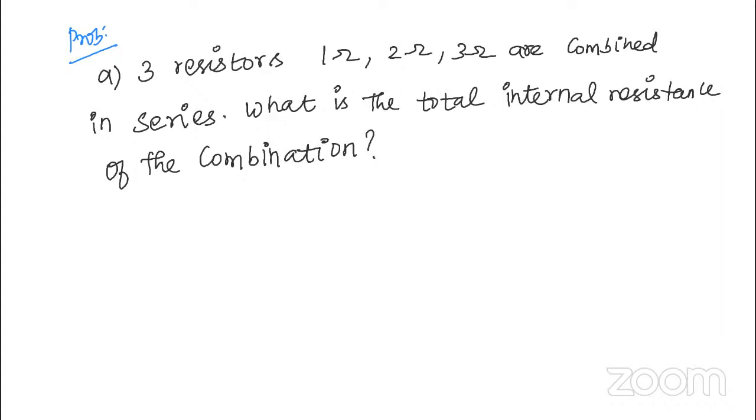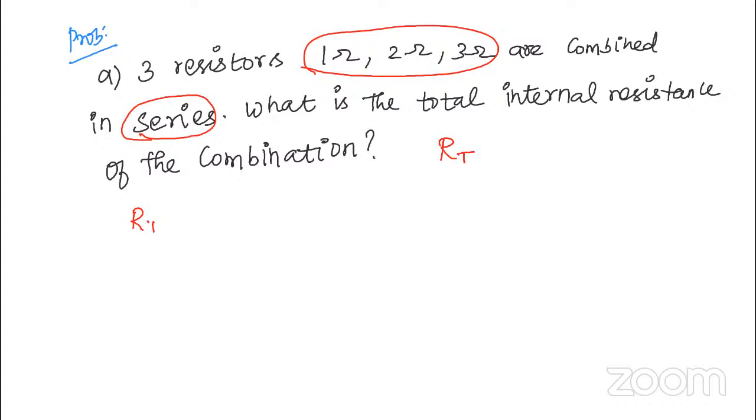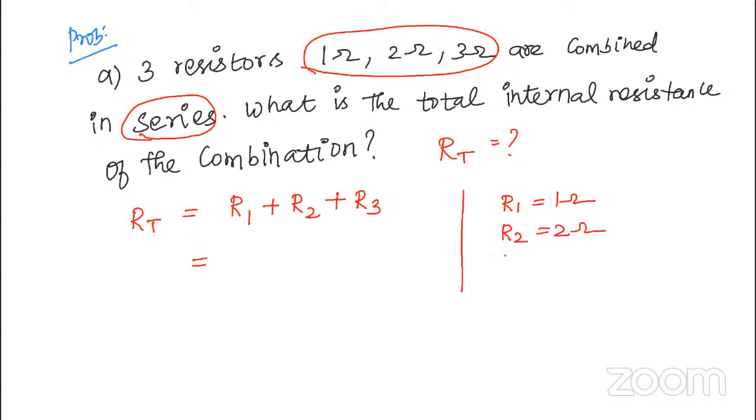Okay. So here they are given the clue. 3 resistors are connected in series. They are asking the total internal resistance, that is RT. Okay. For series, what is the value of RT? It is R1 plus R2 plus R3. Okay. So here, what is the value of R1? R1 is equal to 1 ohm. R2 is equal to 2 ohm. And R3 is equal to 3 ohms.